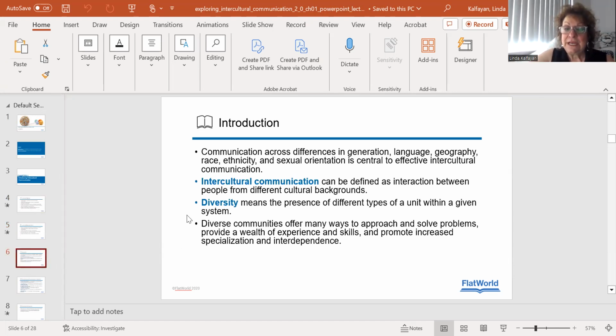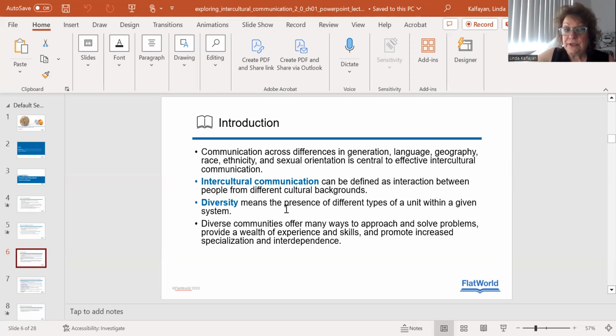So an introduction: communication across differences in generation, language, geography, race, ethnicity, and sexual orientation is central to effective intercultural communication. So I definitely call this my big 7. I think there's 7 there. Language, geography, race, ethnicity, sexual orientation. So that's 5. And I usually include physical and mental abilities as well, but we're going to stick with your textbook's definition. So intercultural communication can be defined as interaction between people from different cultural backgrounds.